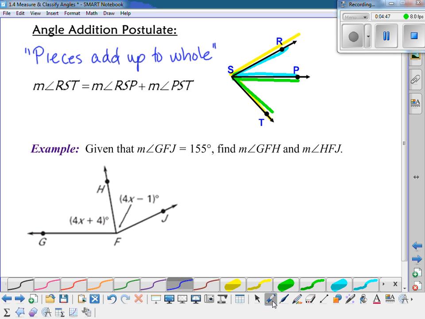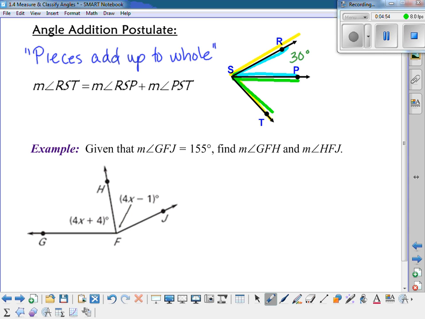So for instance, if I told you that angle RSP was equal to 30 degrees, and I told you that angle PST was equal to 45 degrees, then I know the whole thing, RST, would have to be 75 degrees.